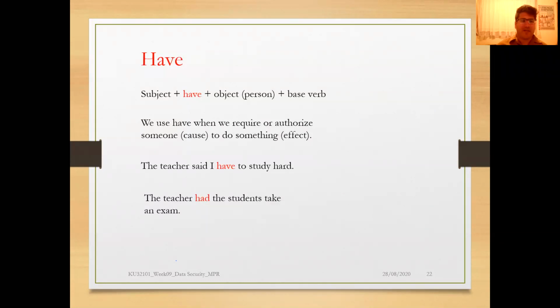Then we have have: subject plus have plus object plus base verb. We use have when we require or authorize someone to do something. The teacher said, I have to study hard. The teacher had the students take an exam. So remember, had is the past tense of have, and have is the present tense.